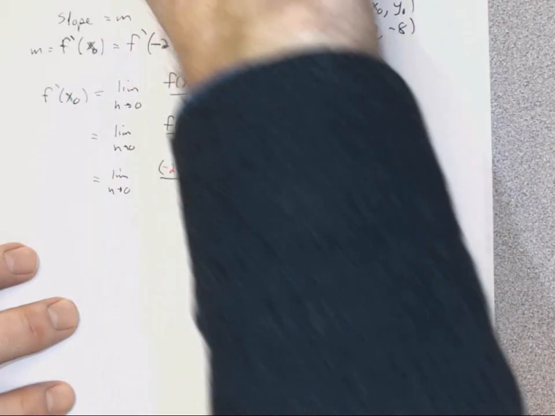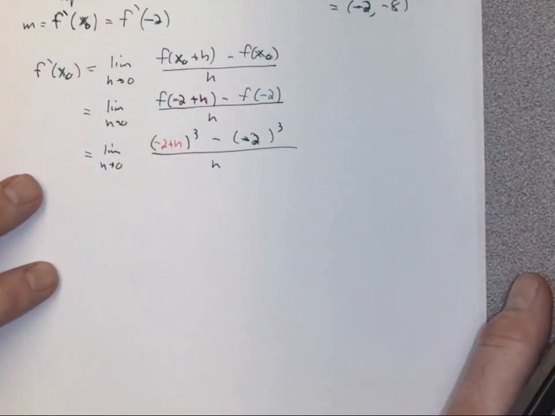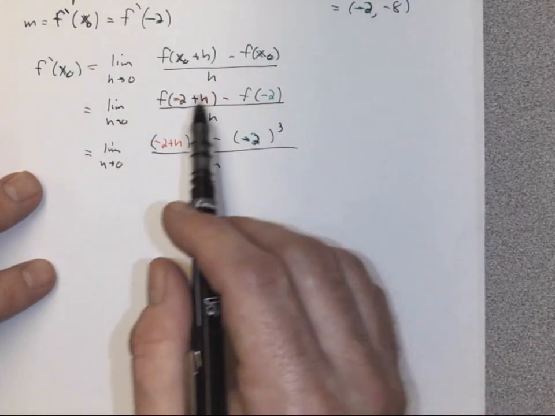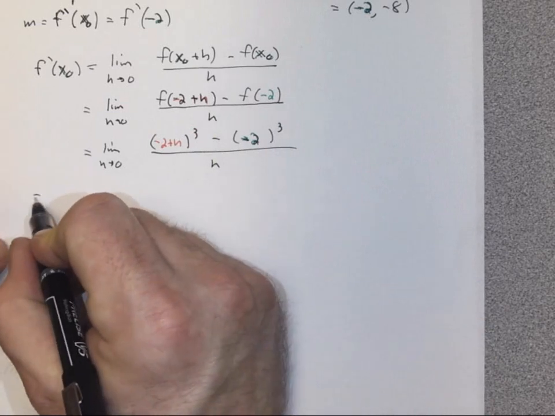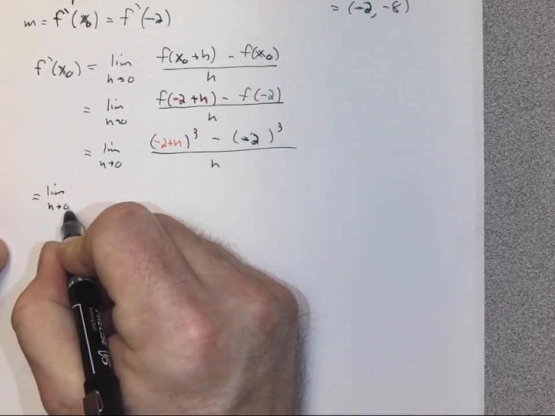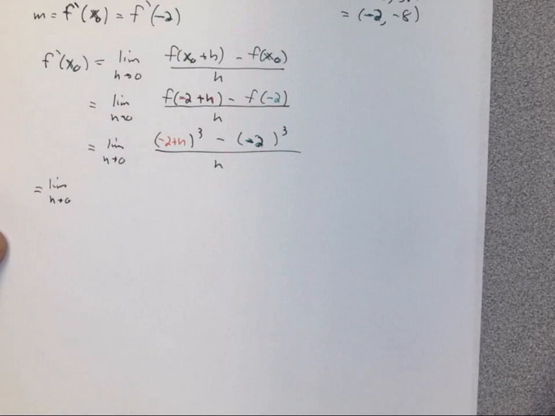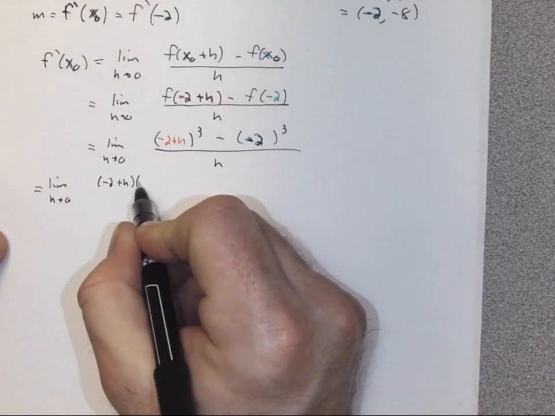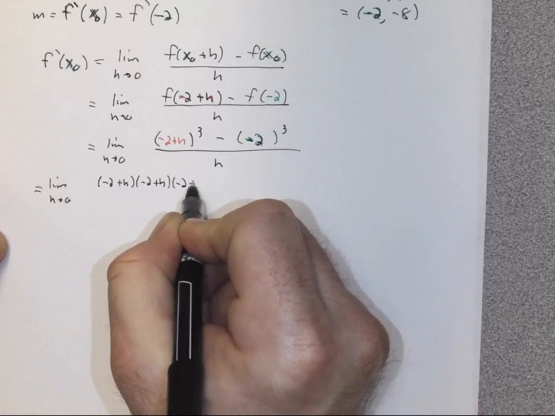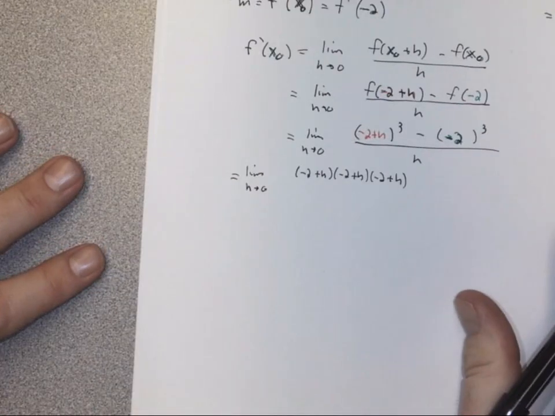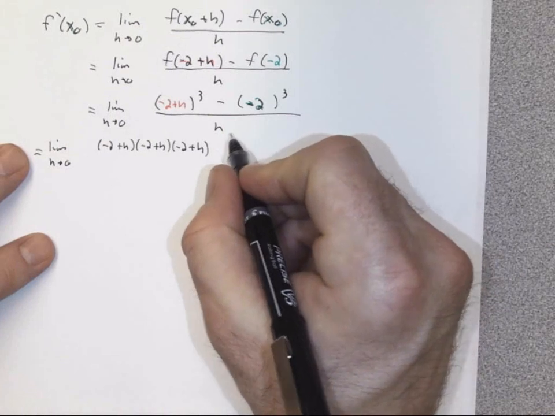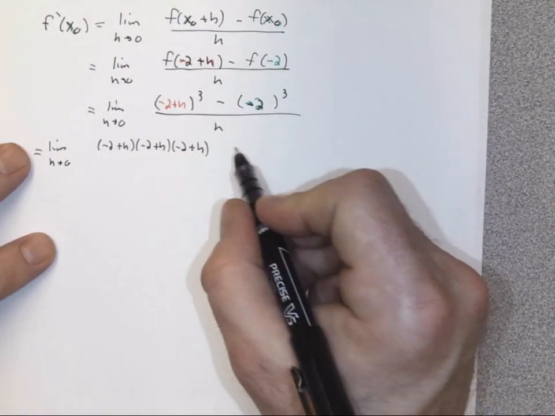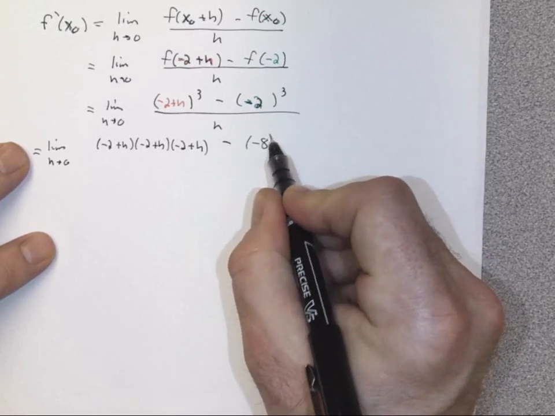All right, now this is where the fun happens, because I have to simplify, which means I have to expand the heck out of this thing. Is that clear? Well, how do you cube something? So you know this is going to be -2 plus h times -2 plus h times -2 plus h. So that's what -2 plus h cubed is, right? So I'm going to have to multiply all those things. Then minus this, well, this becomes -8 all over h.